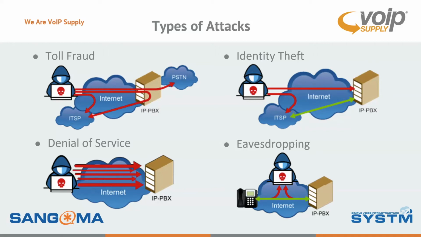Denial of service, where they're simply throwing you a lot of traffic in order to deny any legitimate traffic. And of course, eavesdropping, which is a type of man-in-the-middle attack, which simply records and monitors VoIP calls and can listen into conversations. Again, these are just four of many types of attacks that are out there.